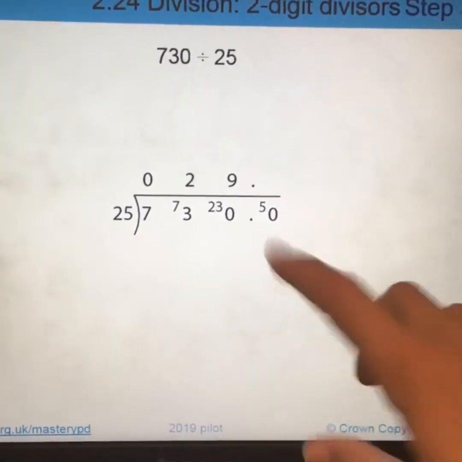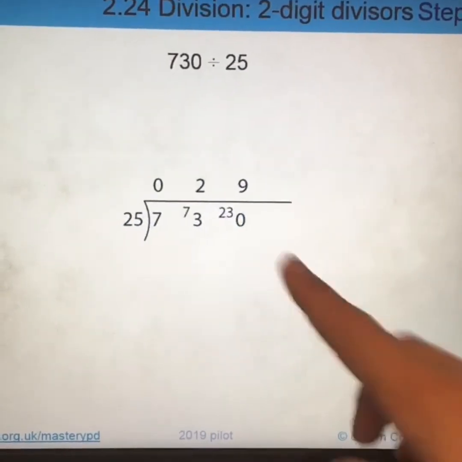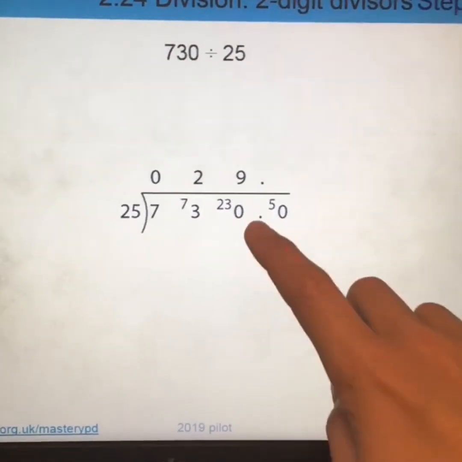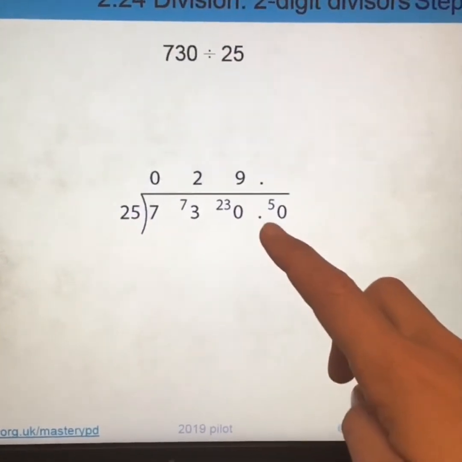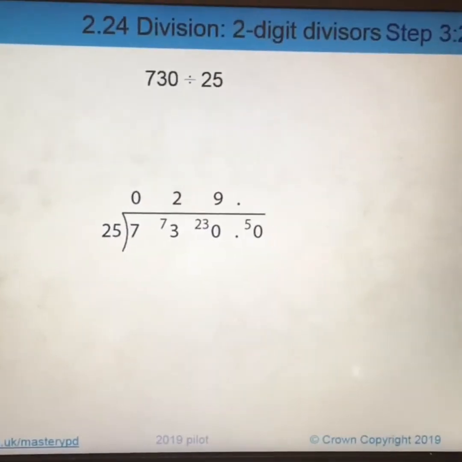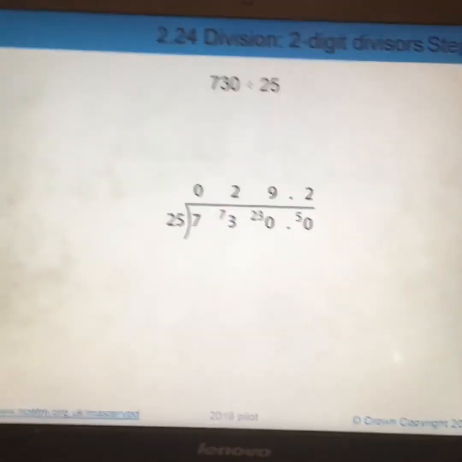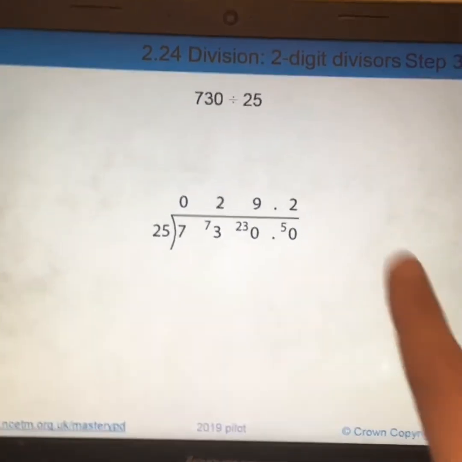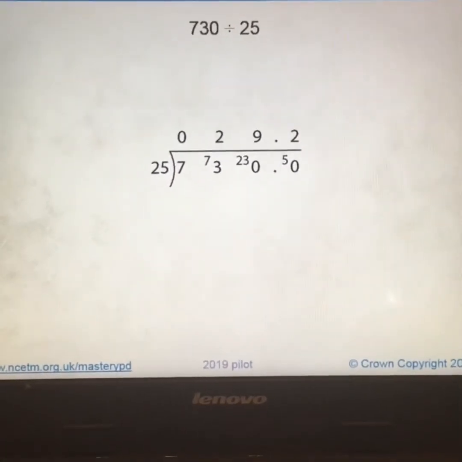So here, rather than pulling this 0 down here, all we've done is we've just renamed that 5 ones as 50 tenths, and we put it here. And then it's the same thing. 50 divided by 25 is 2. Same answer. Okay, so it's just a little extension to do decimals. You just got to remember to put the decimal point, add your zeros, and then you carry on as normal.